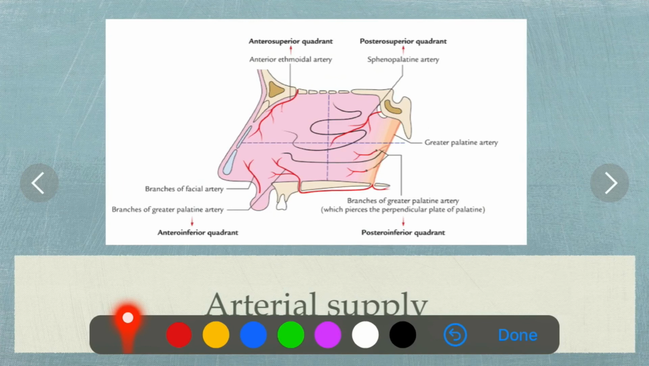Next is its arterial supply. The anterior superior quadrant is supplied by the anterior ethmoidal artery. The anterior inferior quadrant is supplied by branches of the facial artery and greater palatine artery. The posterior superior quadrant is supplied by the sphenopalatine artery, and the posterior inferior quadrant by branches of the greater palatine artery.